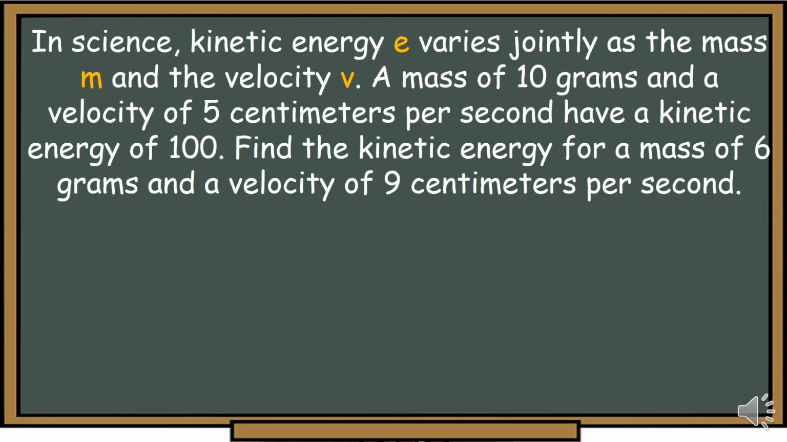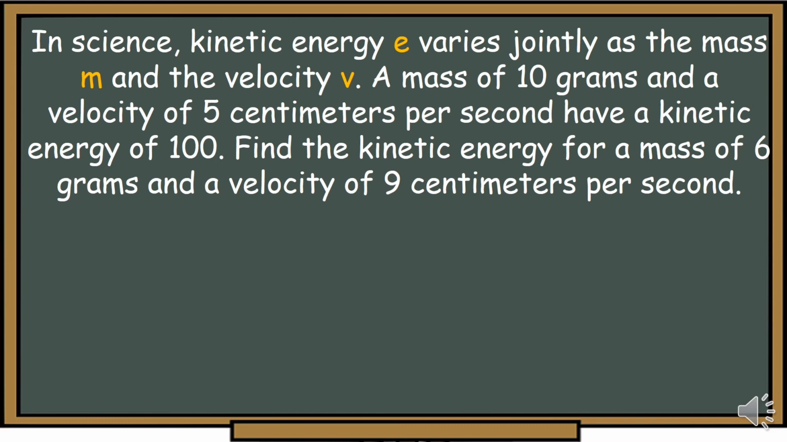Next, in science, kinetic energy varies jointly as the mass and the velocity. A mass of 10 grams and a velocity of 5 centimeters per second have a kinetic energy of 100. Find the kinetic energy for a mass of 6 grams and a velocity of 9 centimeters per second.